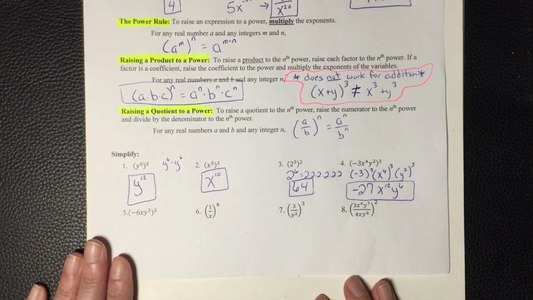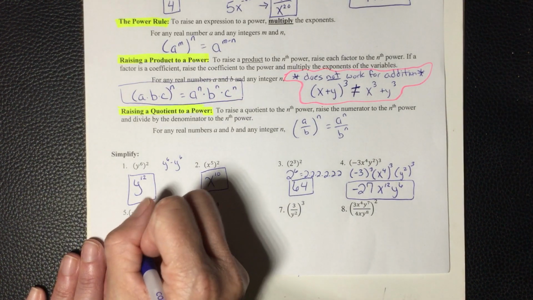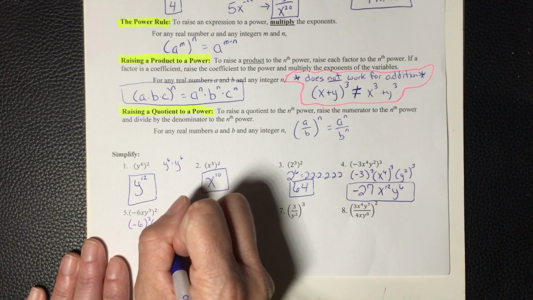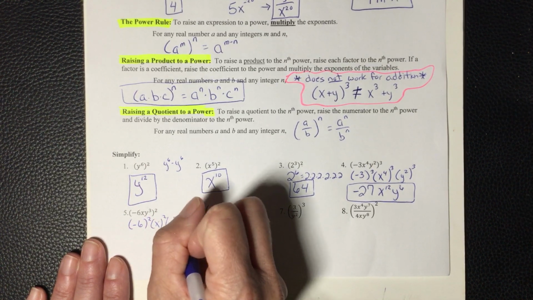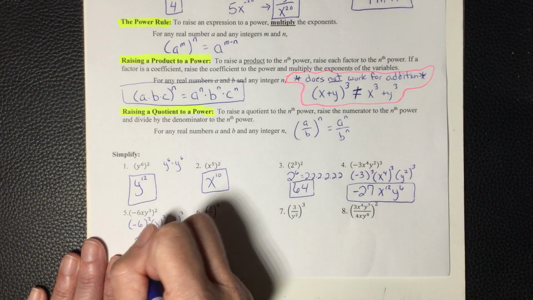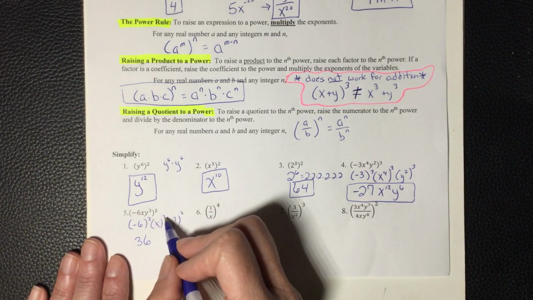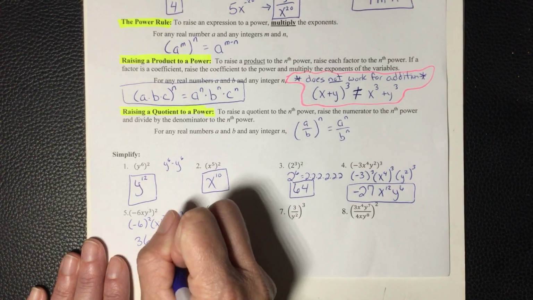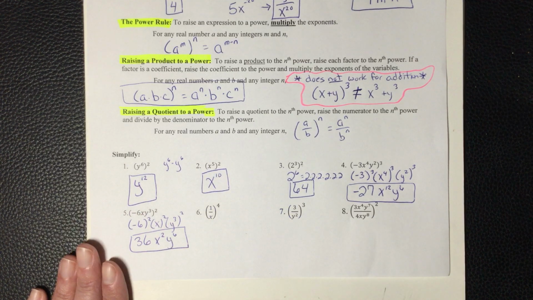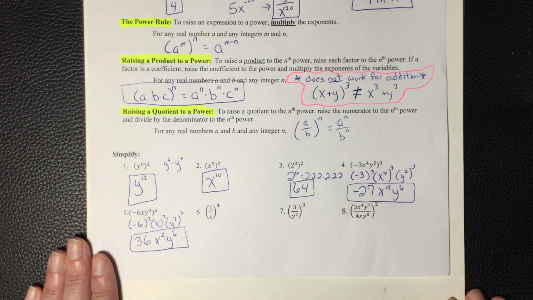All right, same thing on number 5. Everything in here is being squared. So the negative 6 gets squared, the x gets squared, and the y to the 3rd gets squared. So negative 6 times negative 6 is 36. This is just x squared, and then y to the 6th. Okay, so notice that negative went away when we squared.